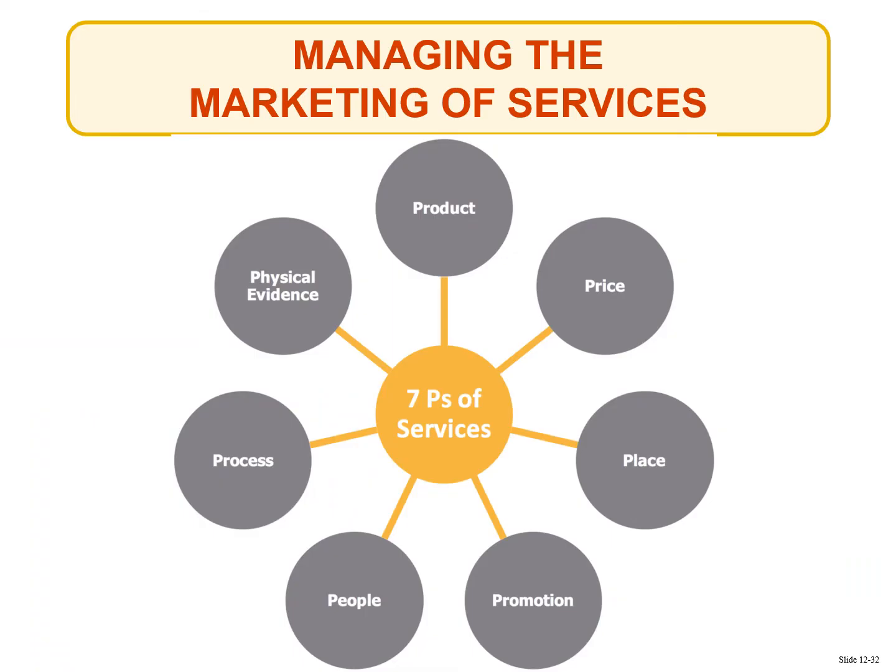All right, so these were the 7 P's of services: product, price, place, and promotion, just like the 4 P's. And then in addition to that, we have people, process, and physical evidence. And that completes our chapter.